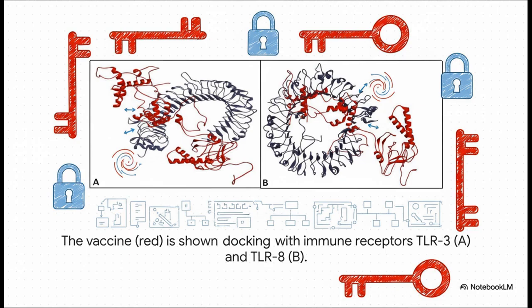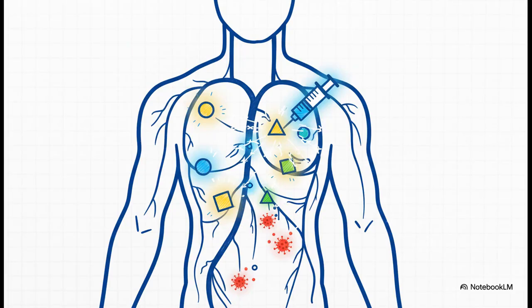Think of it like testing if a brand new key fits into a lock. In this picture, the vaccine is the red key and the immune receptors are the blue locks. And as the simulation showed, it was a perfect fit, a really strong, stable connection. Okay, so with that successful docking confirmed, the key fits the lock, they moved on to the next big step, a full-scale simulation of the entire immune response just to see how the body would react over time.